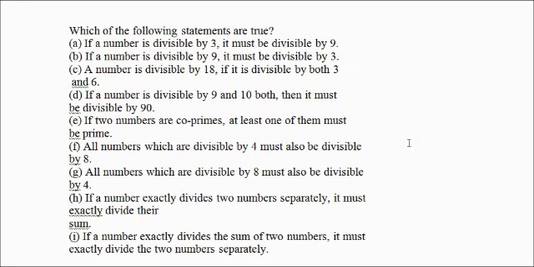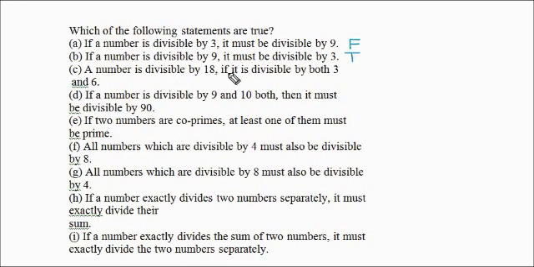Which of the following statements are true? If a number is divisible by 3, it must be divisible by 9. The rule says that if a number is divisible by 3, it will be divisible by its factors, not its multiples. So, the first one is false. If a number is divisible by 9, it must be divisible by 3. So, is 3 a factor of 9? Yes, 3 is a factor of 9. So, yes, this will be true.